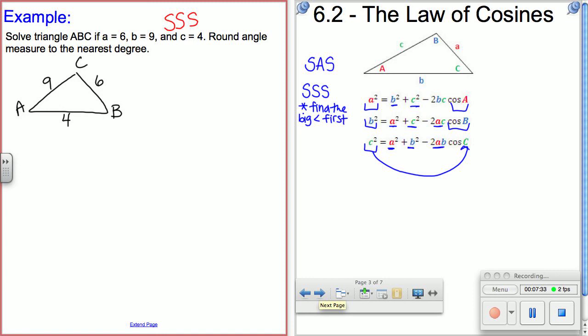Now, remember I said in the beginning that you're going to want to start when side, side, side happens with the biggest angle. Now, in a triangle, the biggest angle is always across from the biggest side. So we're going to want to start with angle B. Okay? We're going to want to start with the biggest angle.